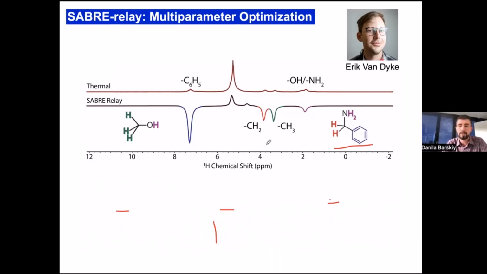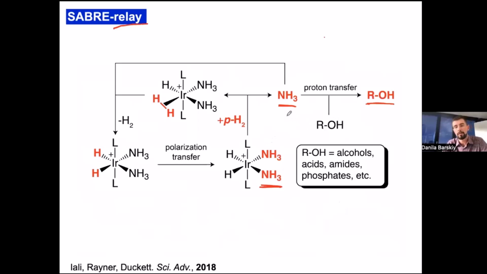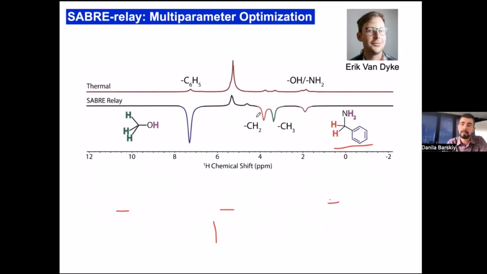So the idea here is, again, that instead of NH3, we use benzylamine. It also has NH2. It also can bind to the catalyst, to the iridium complex, and polarization can transfer from parahydrogen to hydrogen atoms in the NH2 group. And then this NH2 group is exchanged with the OH group in methanol.